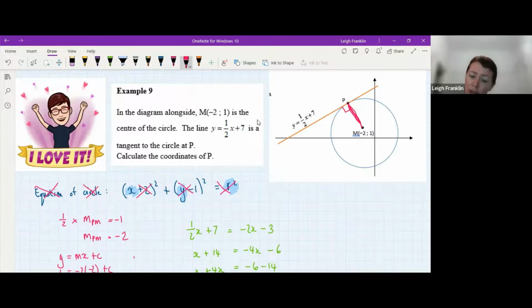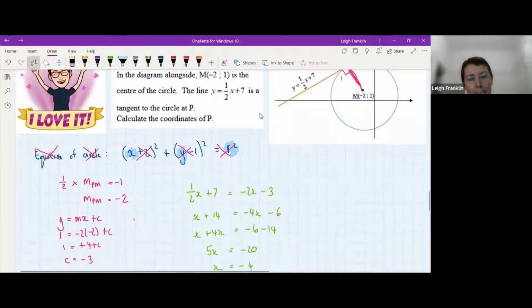The circle goes through there as well, but P is a point of intersection between the radius and the tangent. So if I can work out the equation of the radius and equate it to the equation of the tangent, I can solve for x and then for y. Does that make sense?